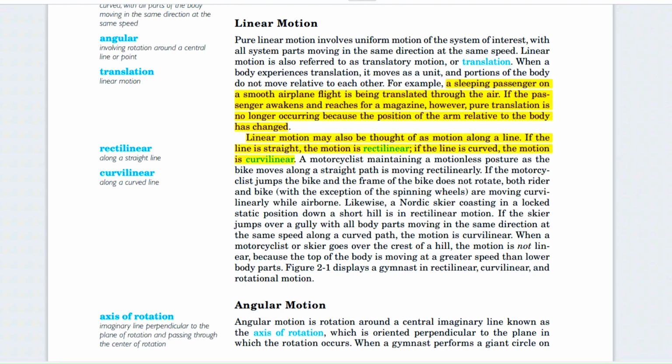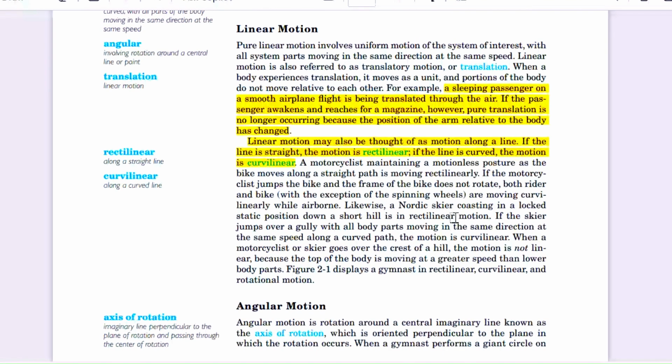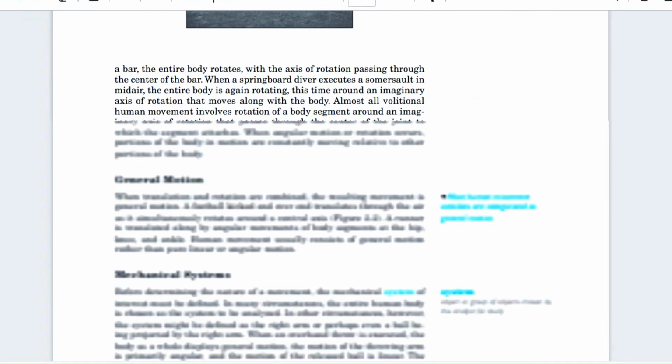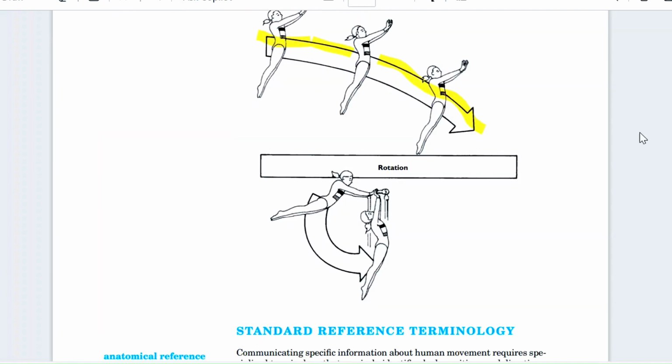The angular motion is something else. Angular motion is rotation around a central imaginary line known as the axis of rotation, which is oriented perpendicular to the plane in which the rotation occurs. Before starting this explanation, we are going to discuss it with an example first. Just take this as an example.